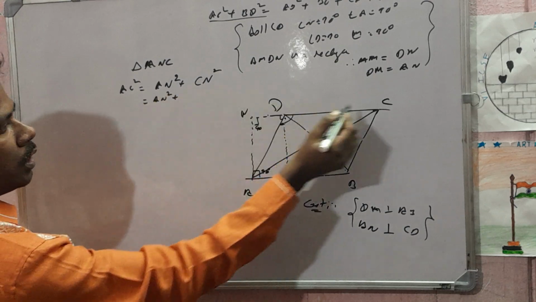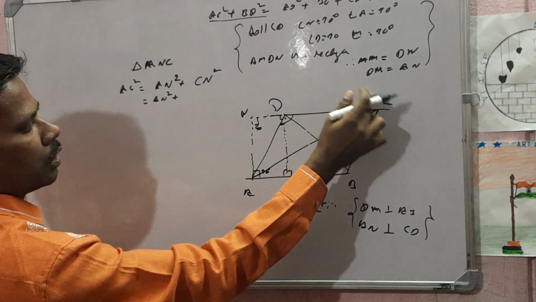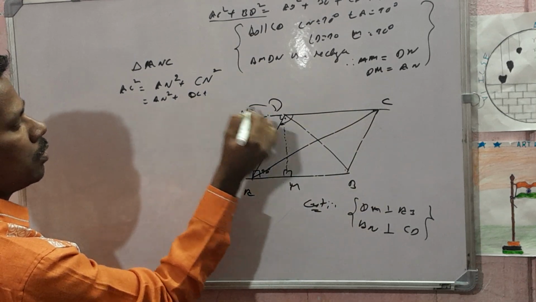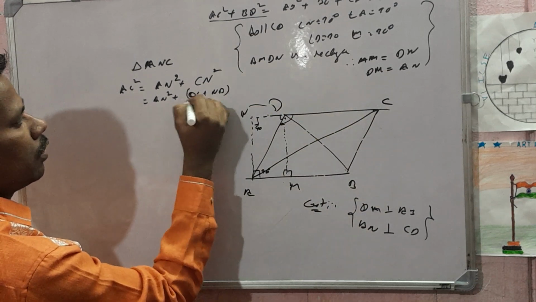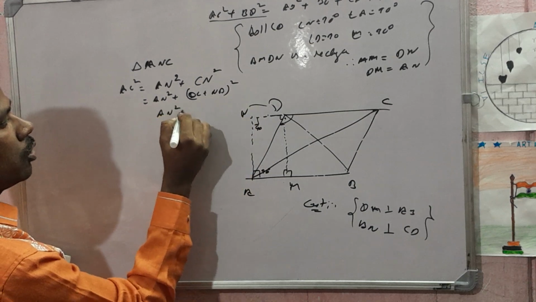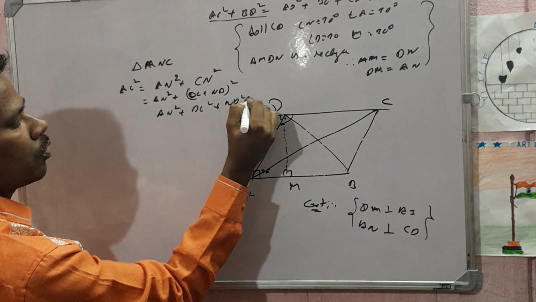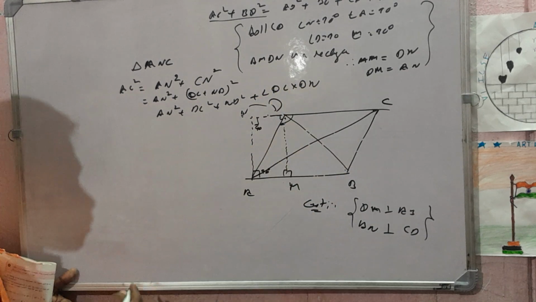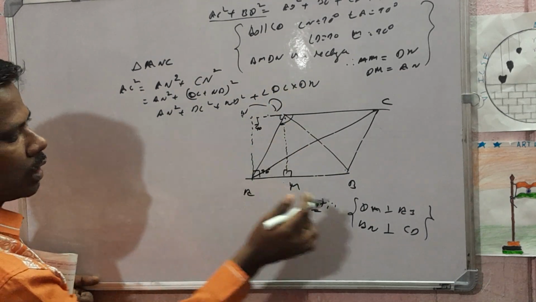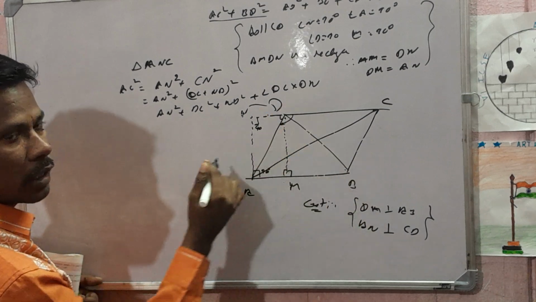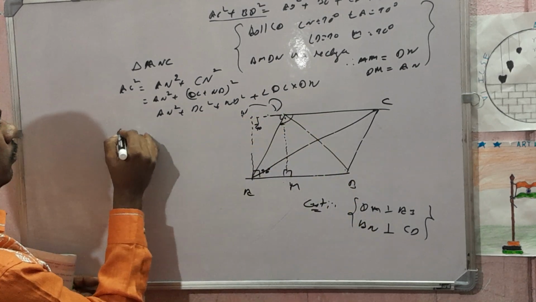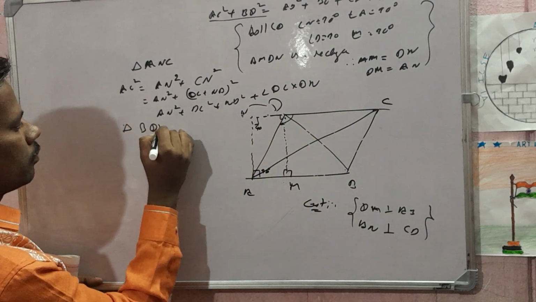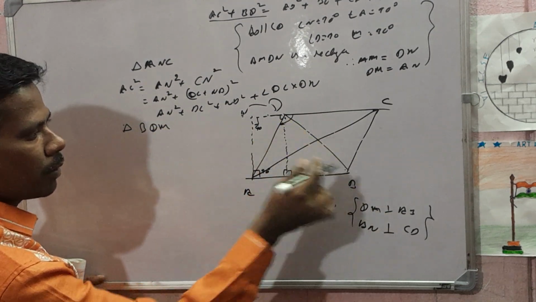So AN square plus CN, now we will get this length, ND plus CD, DC plus ND. That is nothing but AN square plus DC square plus ND square plus 2 times DC into DN. Now this one is AC square, over. Now BD square. Consider triangle BDM. Apply Pythagoras theorem.